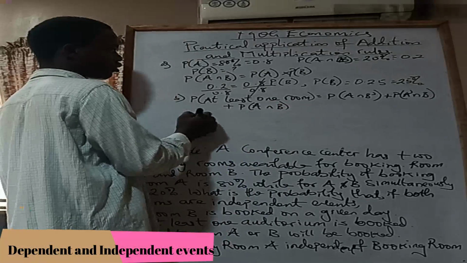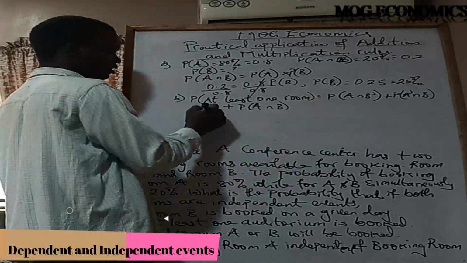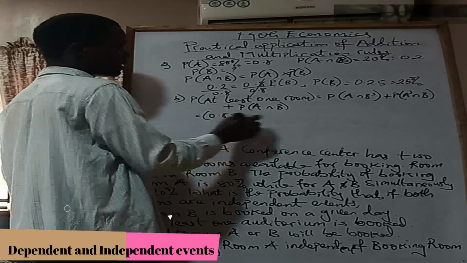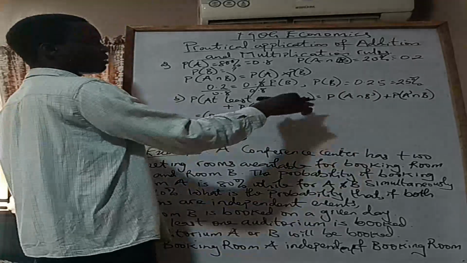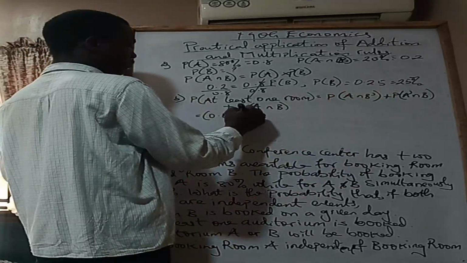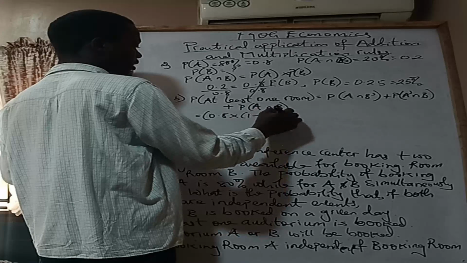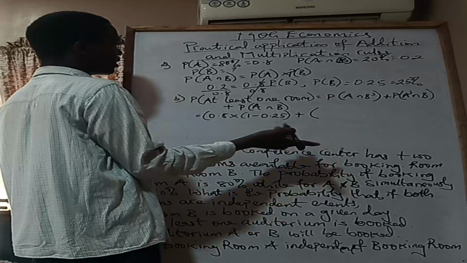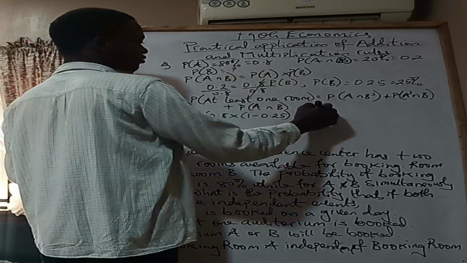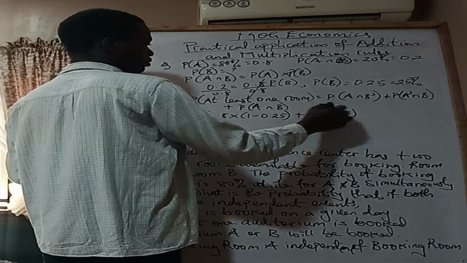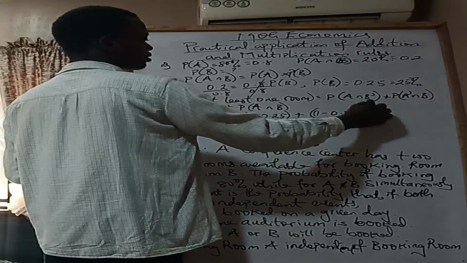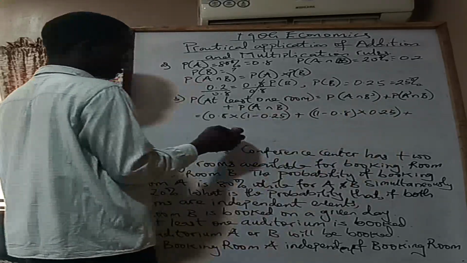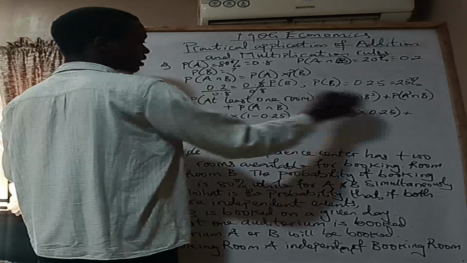So it equals the probability of booking A, which we're given as 0.8, multiplied by the probability of not booking B. If the probability of booking B is 0.25, the probability of not booking B, that's the complement, is 1 minus 0.25. Then plus probability of not booking A, 1 minus 0.8, multiplied by probability of booking B, 0.25, then plus probability of booking the two of them, which we're given in the question, and that is 0.2.